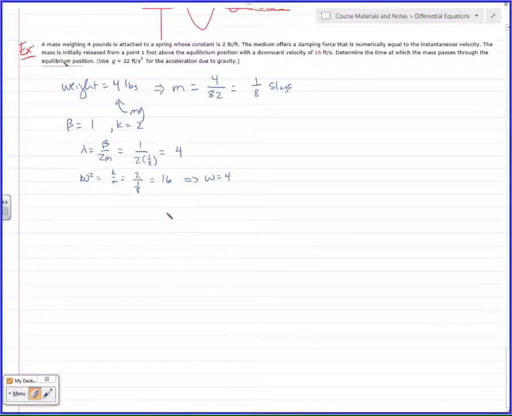Now I could plug those back into my problem, x double prime plus 2 lambda x prime plus omega squared x equals 0, and solve, but I'm actually just going to use the cases that I have already derived in my notes. Remember, the case is determined by lambda squared minus omega squared, which would be 16 minus 16, which is 0.